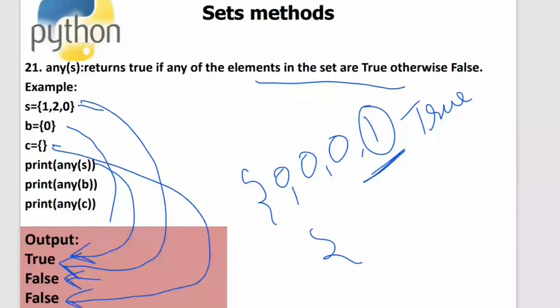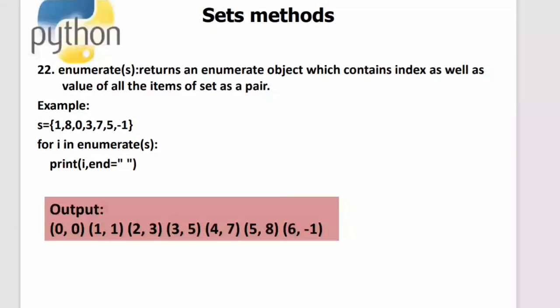Next is the enumerate function. The enumerate function returns an enumerate object. We know this: it will give the index and value pair. We know that sets are unordered, so it takes some random order of the elements and gives indexes to those particular random orderings of the values. It will give me pairs of index and values.